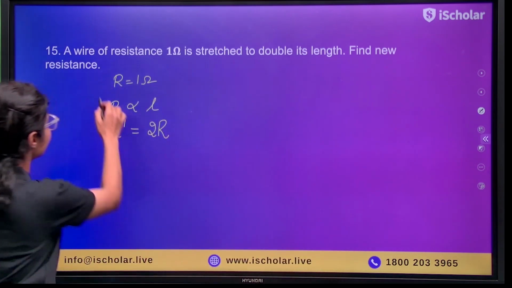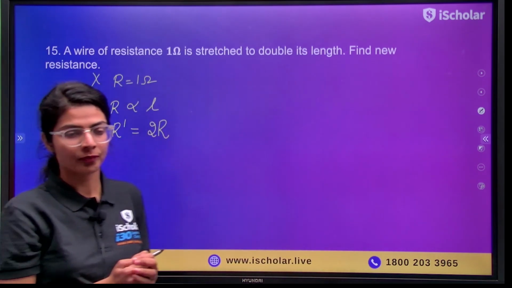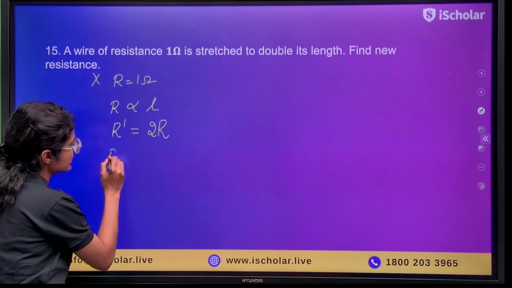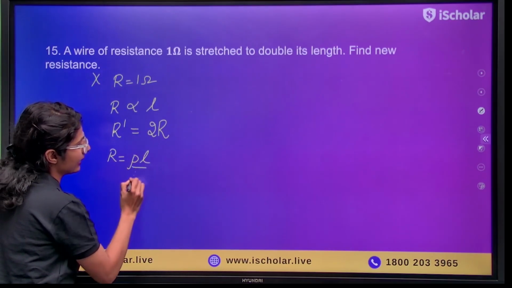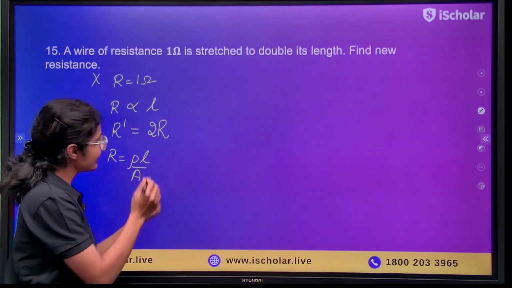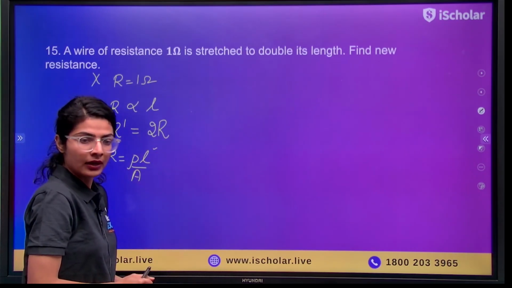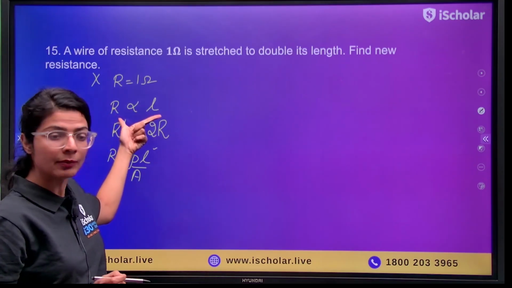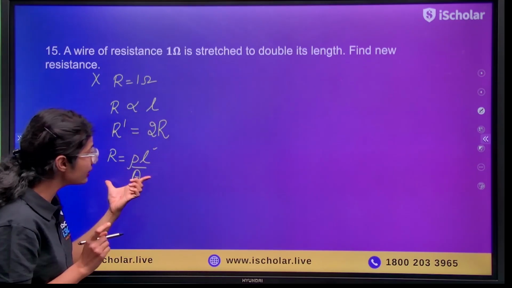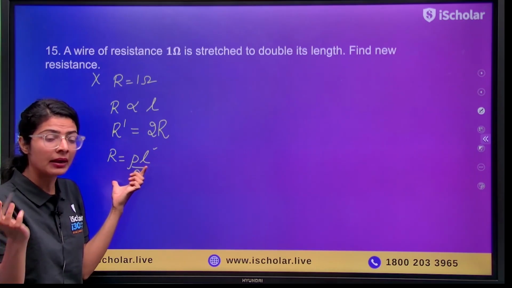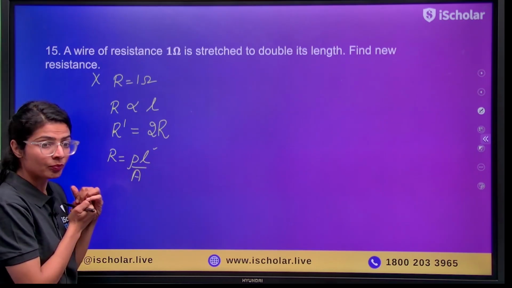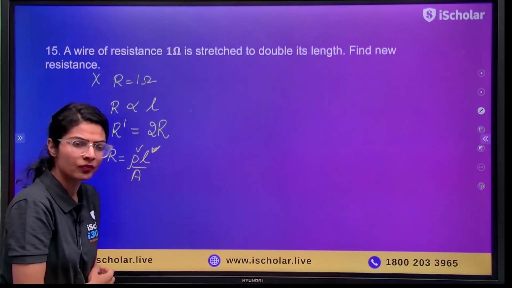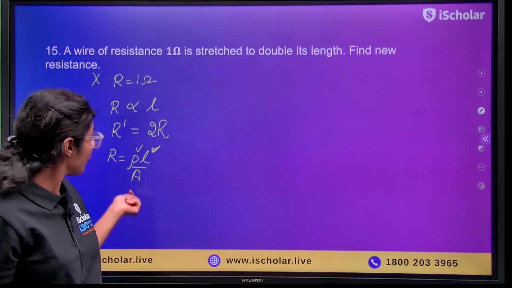But students, this is not correct and you are not going to make this mistake. Why it is not correct is, see, when we say that resistance is equal to rho L by A, here we are saying that the length gets doubled. We can only write that resistance is directly proportional to length when all the other parameters are constant. But clearly we can say that L is changing. Since the material is the same, rho would be the same. But what about the area?